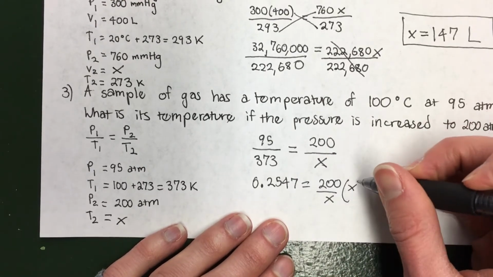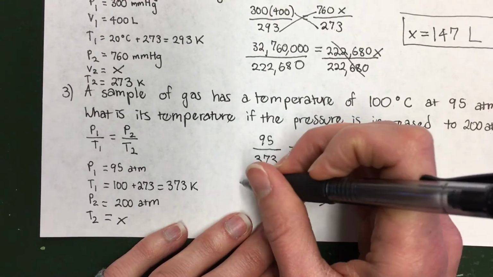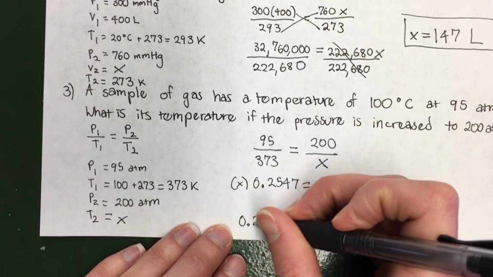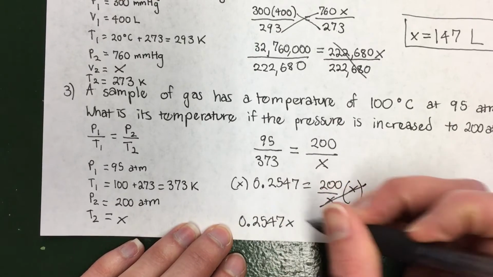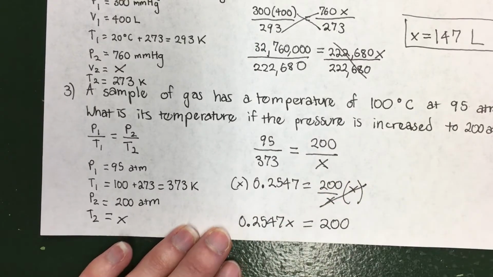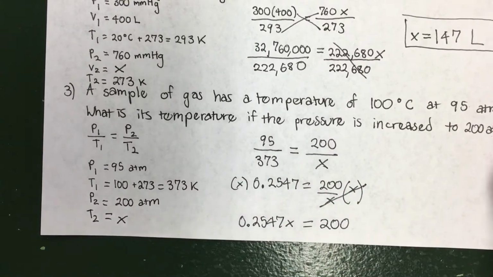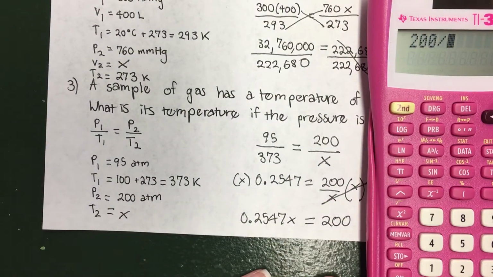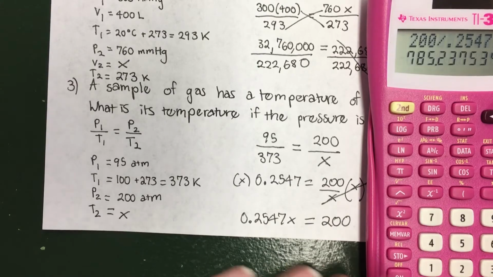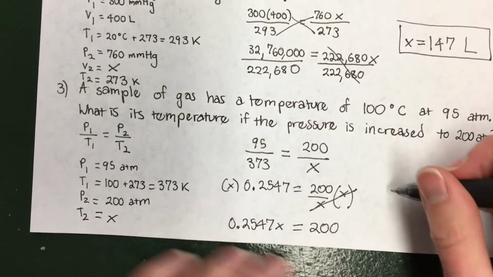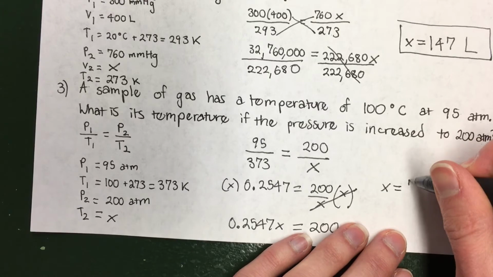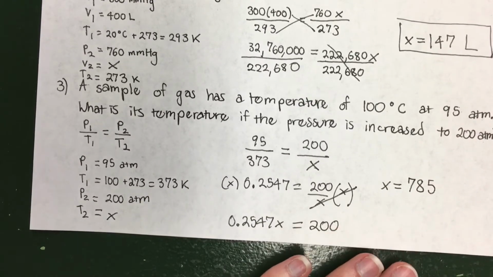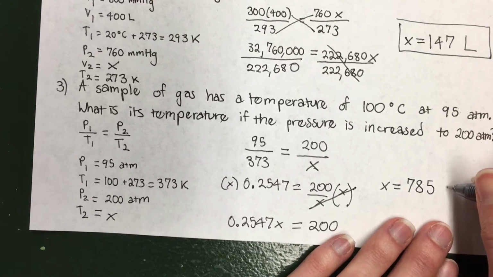So if we multiply by x over here, my x's go away. And then if I multiply by x over here, now I have 0.2547x equals 200. So I just need to do 200 divided by 0.2547, and I end up with x equals 785 Kelvin.